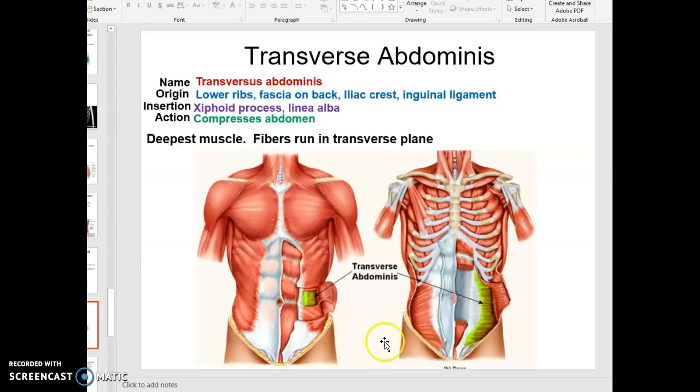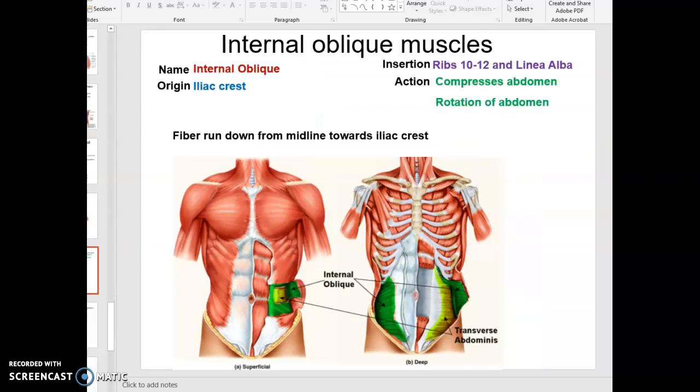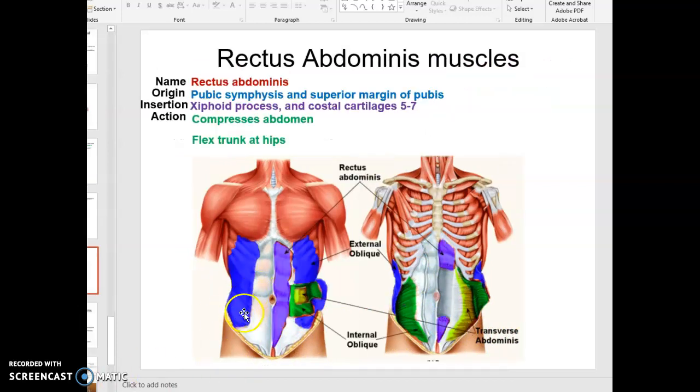So of the layering, transverse abdominis, transverse, it's the deepest. We then had the internal oblique, which is going upwards. So see how it's going upwards on that side? There's the transverse abdominis. And finally, the external oblique is coming downwards.